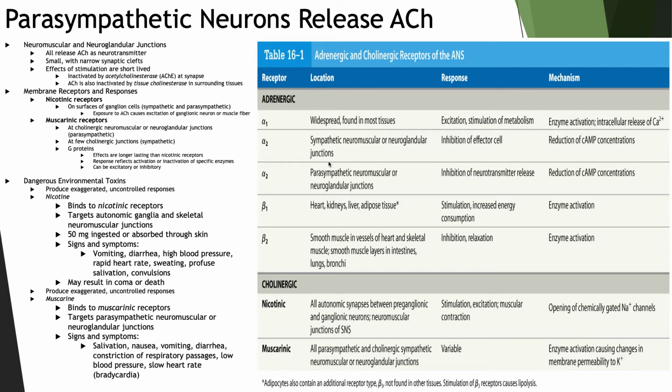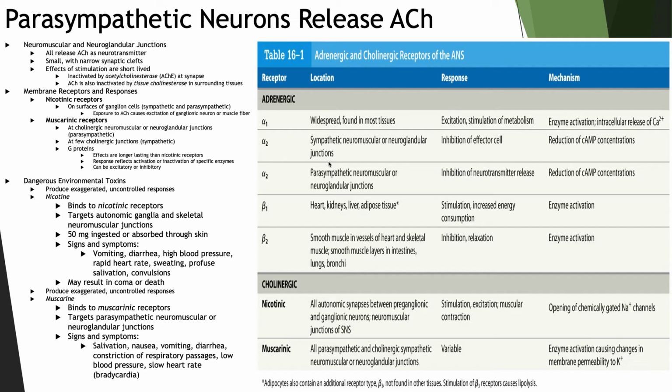Two, muscarinic receptors occur at cholinergic neuromuscular or neuroglandular junctions in the parasympathetic division. They also occur at a few of the cholinergic junctions of the sympathetic division. Muscarinic receptors are G-protein coupled receptors. Their stimulation and G-protein activation produces longer lasting effects than does the stimulation of the nicotinic receptors. The response can be excitatory or inhibitory depending on the activation or inactivation of specific enzymes.